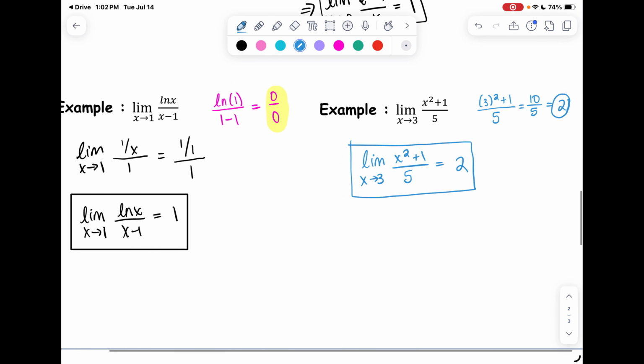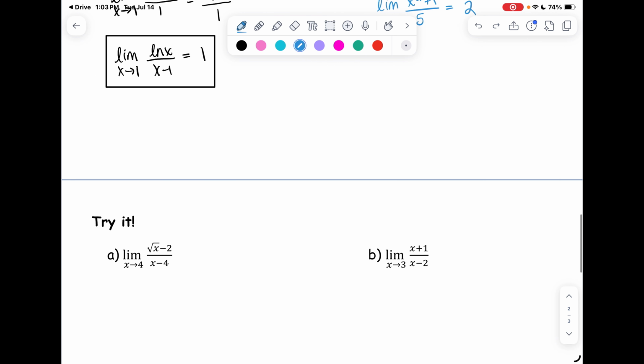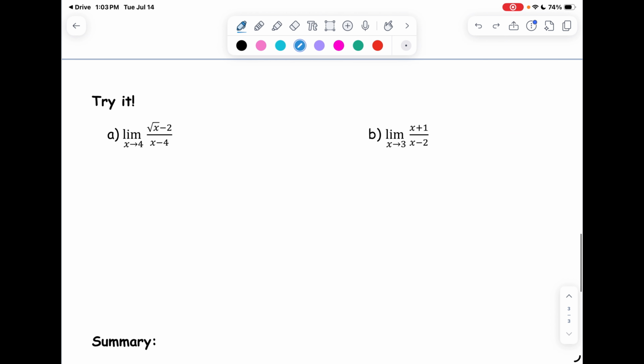At this point, this is when I would freeze in class and ask if anybody has questions on any of the problems we just did. If we did not have any questions, I would have you flip it over to the next page. There are 2 problems that I want you to try on your own. So at this point, you can pause the video here, give them a try.